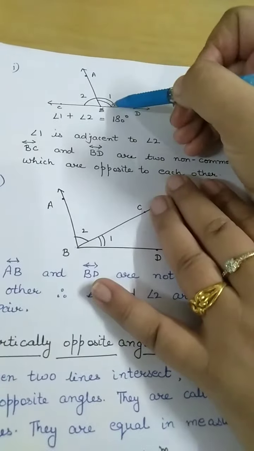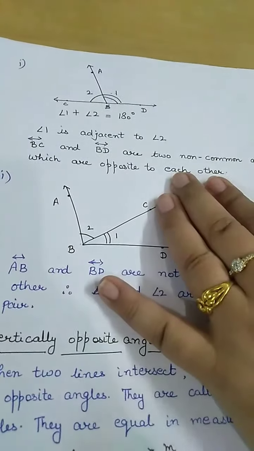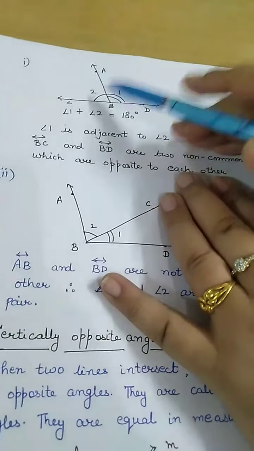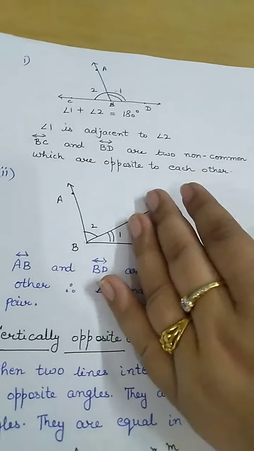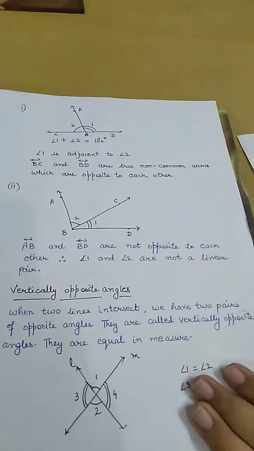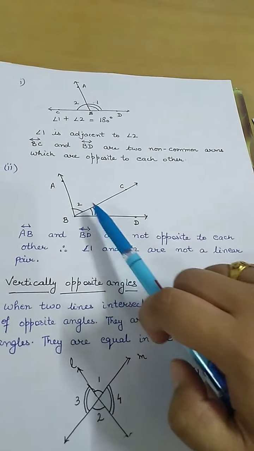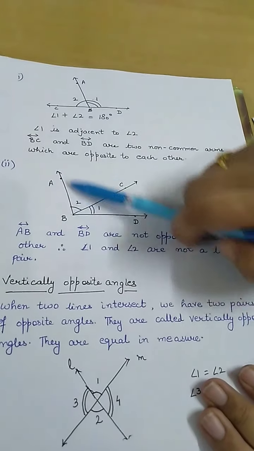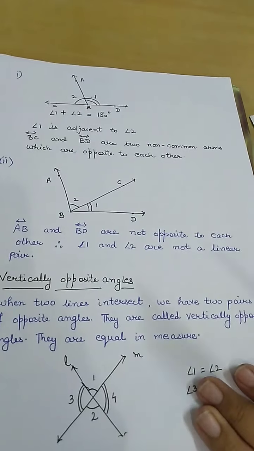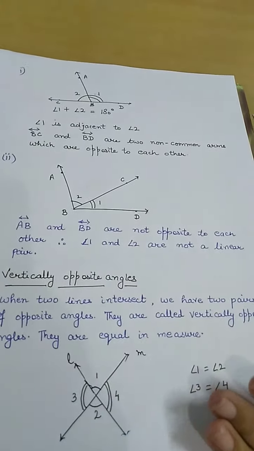And you can check that in the linear pair, the sum of the two adjacent angles is always 180 degrees. This is known as the linear pair property. Now see here, why are they not forming a linear pair? Because they have one common arm and they are adjacent also, but these two non-common arms are not opposite to each other. That's why angle 1 and angle 2 don't make a linear pair.